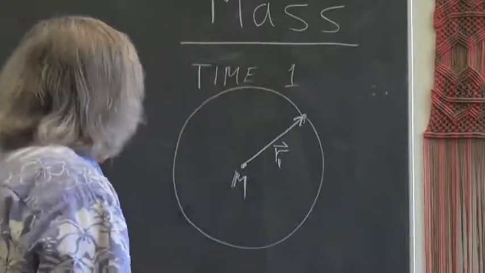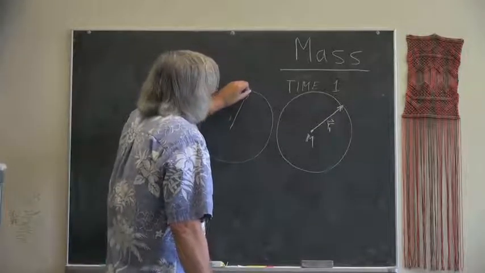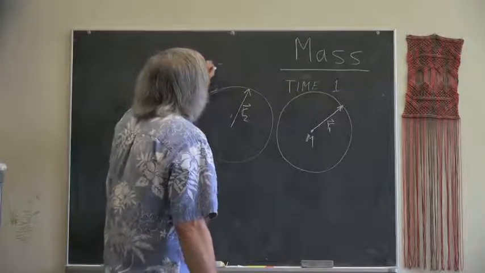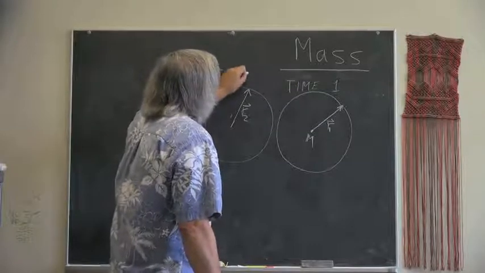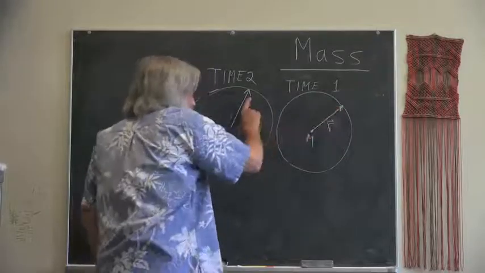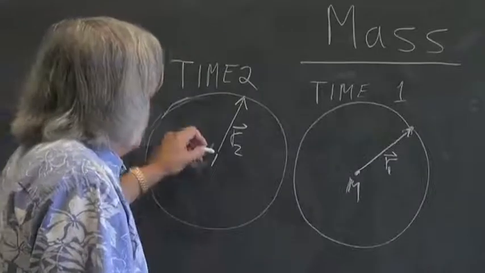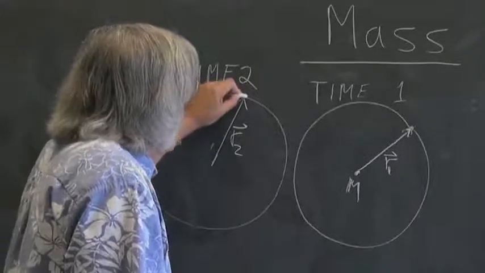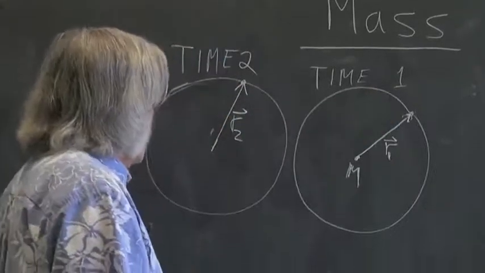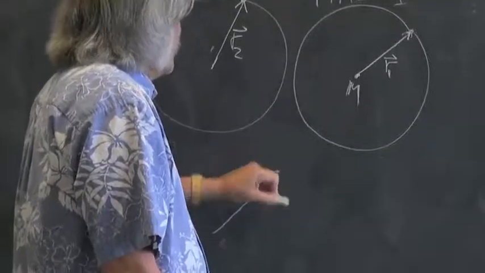A little bit later, the planet has moved its position to a place r2, at time 2. And in fact, these are supposed to be the same size circle, but you know. Now you can see that there has been a change in the position of the planet from time 1 to time 2. And we can see what that change is by just drawing these two vectors.